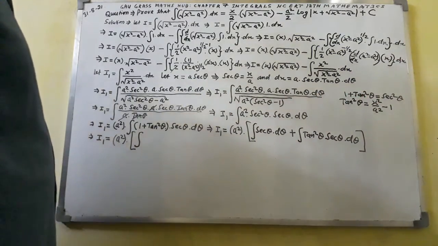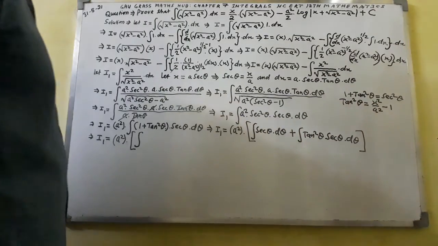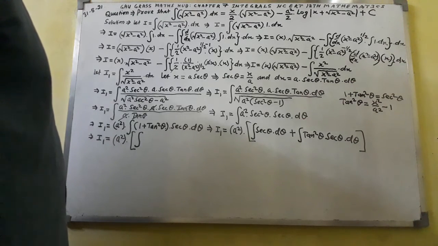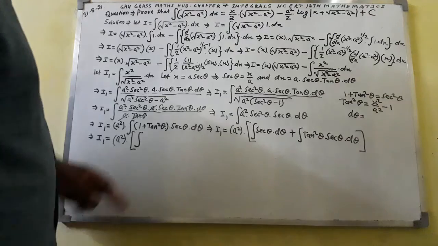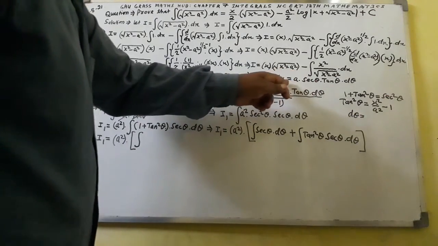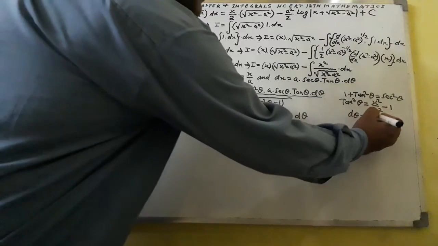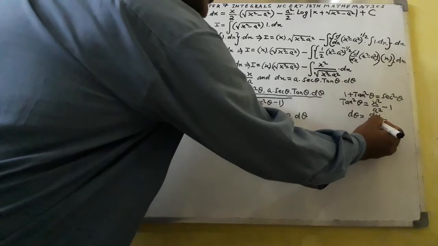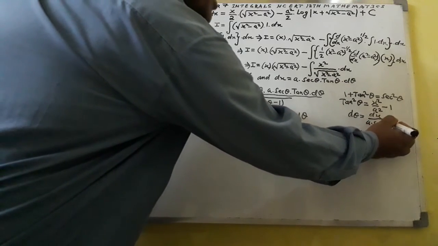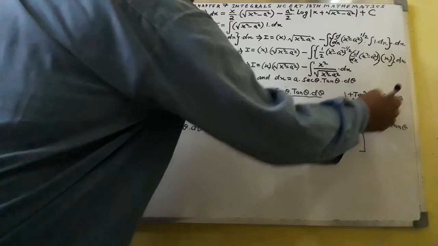What about sec theta? So tan square theta you have got. So what about sec theta? The sec theta will remain the same, and d theta you will get: d theta equal to dx over a dot sec theta dot tan theta. This value I shall put. This is the rough work.